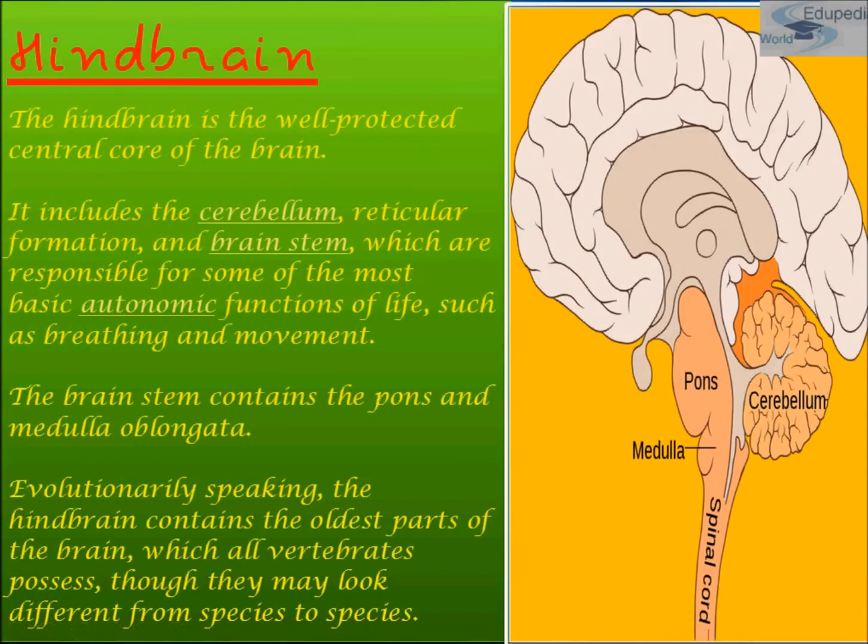Now comes the hindbrain. Hindbrain is a well protected central core of the brain. It is located at the rear of the skull and is the lowest portion of the brain. The hindbrain includes the medulla, cerebellum, and pons. This is our cerebellum, this is our pons, and this is our medulla oblongata. The medulla is where the spinal cord enters the skull. As you can see, this is the spinal cord through which it enters the skull.